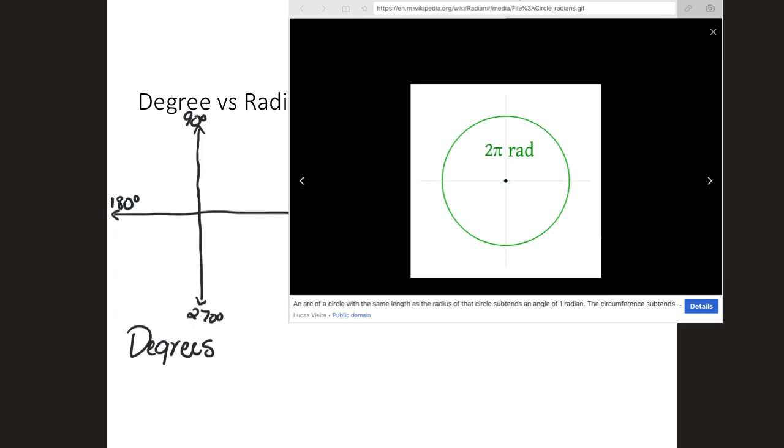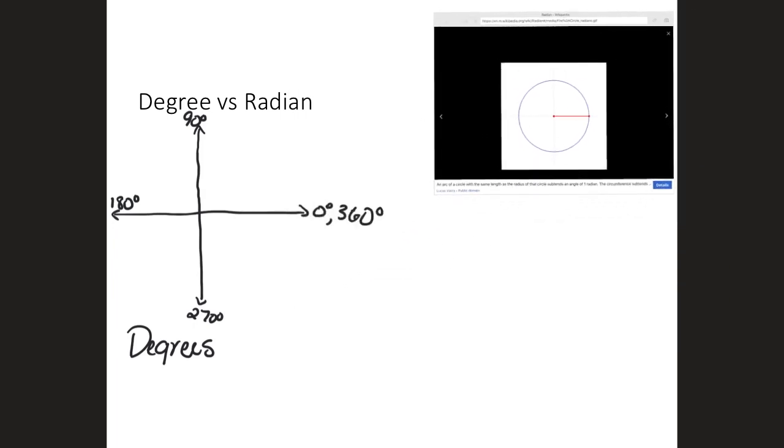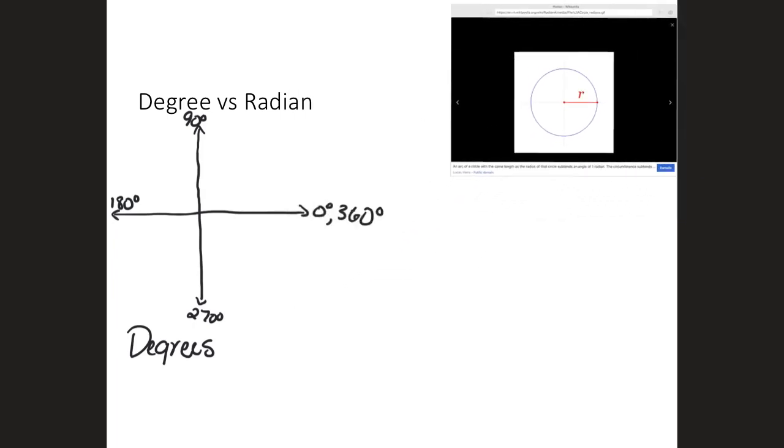It's where we get the equation for the circumference from, right? The circumference of a circle is equal to 2 pi r. That's because it's equal to 2 pi radians. Okay, so with this information, if I do my coordinate plane, I want to talk about my coordinate plane in terms of radians.